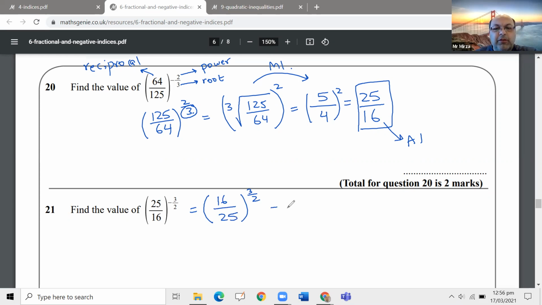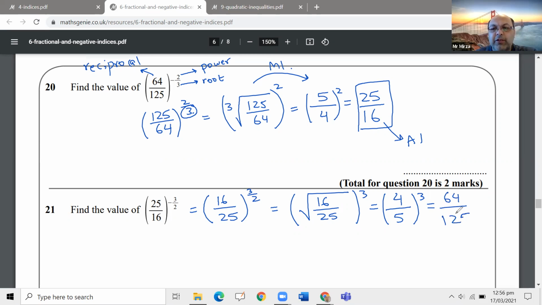So the 2 means a square root. When the root is 2, that means square root. So you square root everything, and whatever you find, you cube it. So the square root of 16 is 4, the square root of 25 is 5, and if you cube it, you'll get 4 cubed is 64, 5 cubed is 125, as you can see from here.